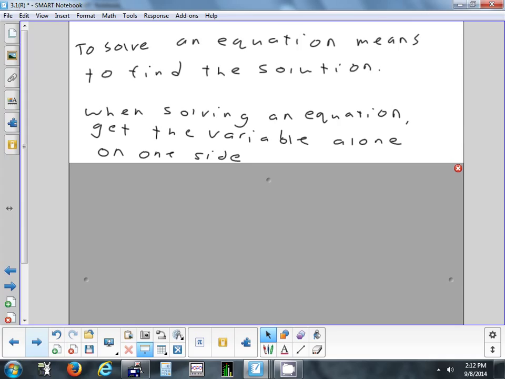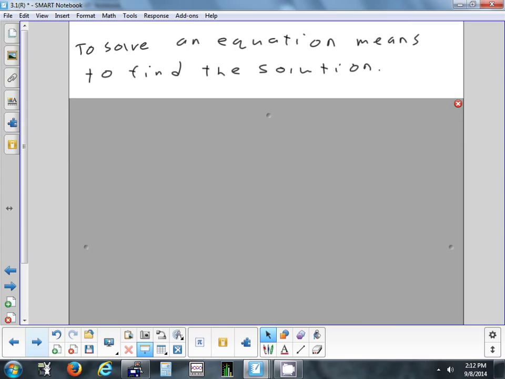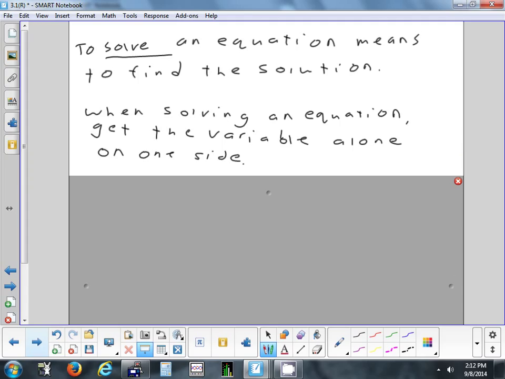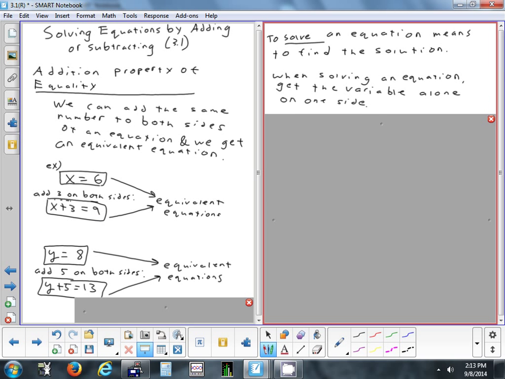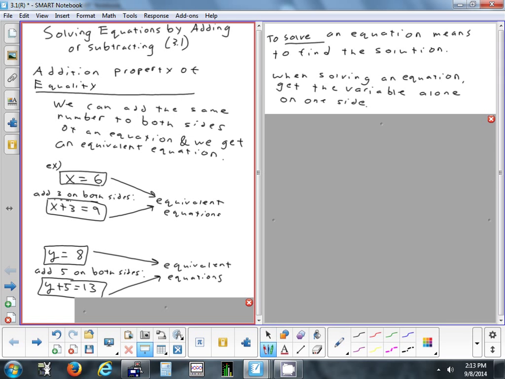So what you're going to see in this section is a new word for solving problems. You're going to see the word solve. This is important. Solve. To solve an equation means they want to know the answer to it. They want to know what is the value of the variable. When you're solving an equation, the goal is to get the letter by itself on one side, just like I had here. This would be a good final answer to a problem.